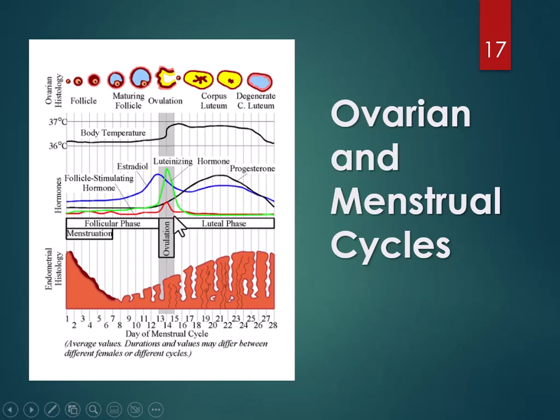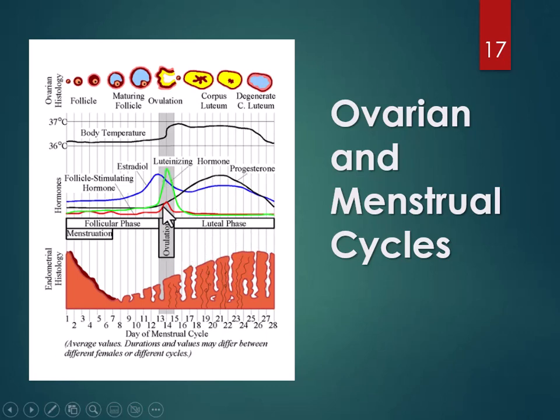So the second half of the ovarian cycle is referred to as the luteal phase because that's where the action is at the ovary. The ovarian cycle basically talks about what's happening at the ovary. The first half, the follicles are developing, so it's called the follicular phase. The second half, the corpus luteum is the dominant active part, and so it's called the luteal phase.